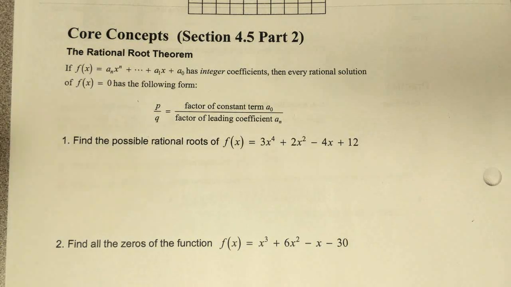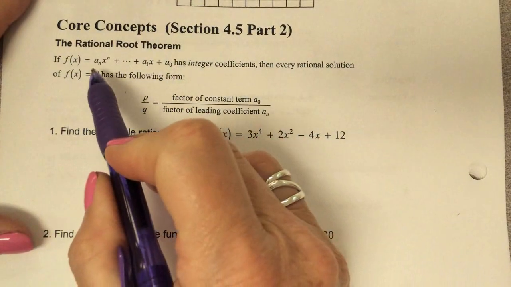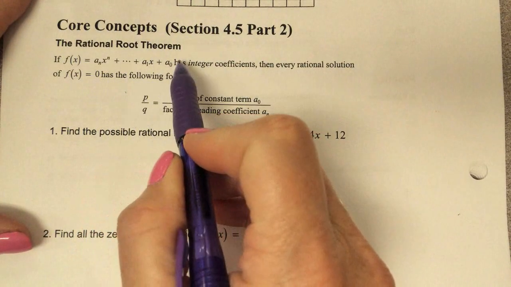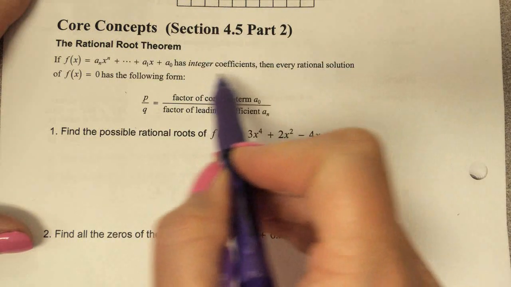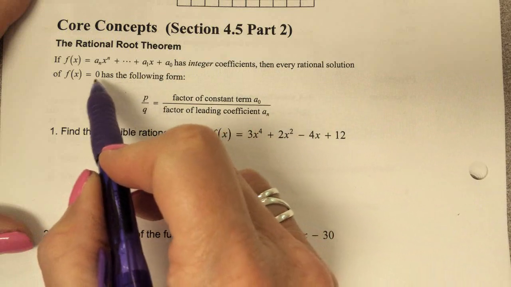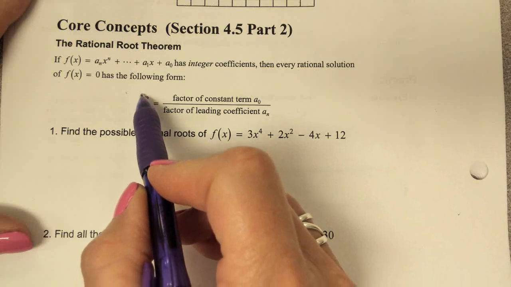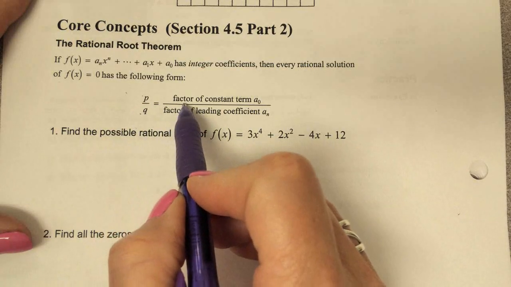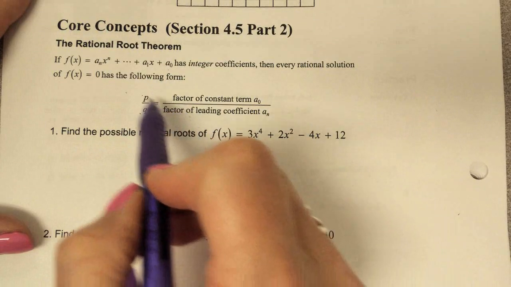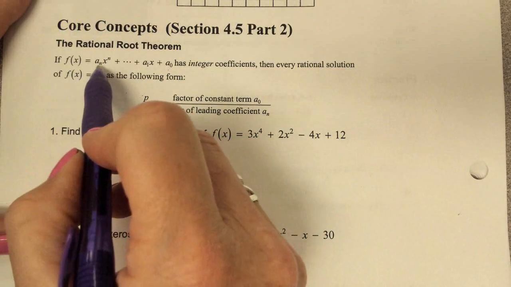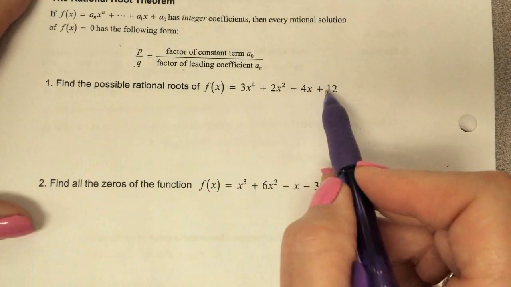We are looking at section 4.5, part 2, and this says that if we have this function written this way, and it has integer coefficients, then every rational solution of the function, if we let it equal 0, is going to have the following form. It's always going to be P over Q. P is going to be the factor of this constant term. Q is going to be all the factors of the leading coefficient right there. So this is saying to find the possible rational roots for this function.